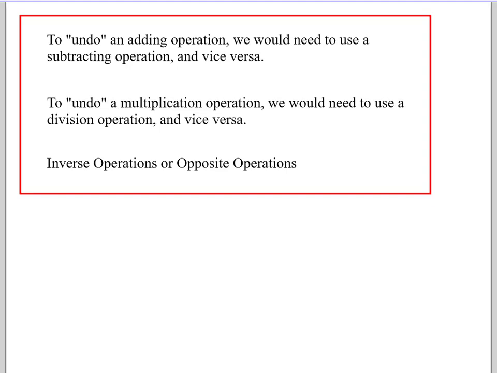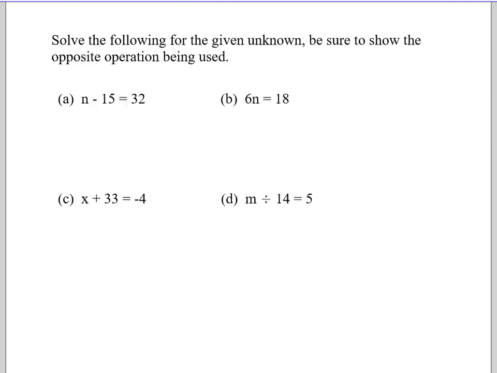Here's the key idea. To undo an adding operation, we need to use subtracting. To undo a multiplication operation, we need to use division. This is called inverse or opposite operations, and we use this to solve problems. So here's what they look like.